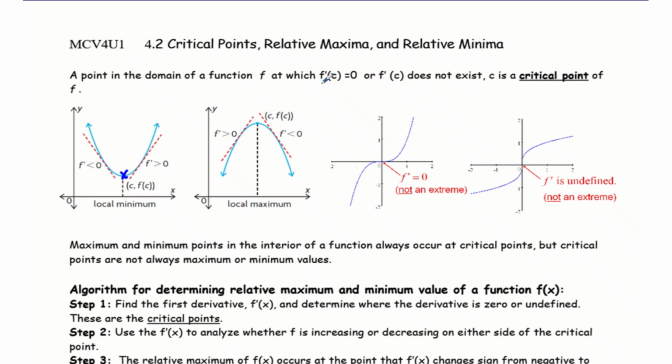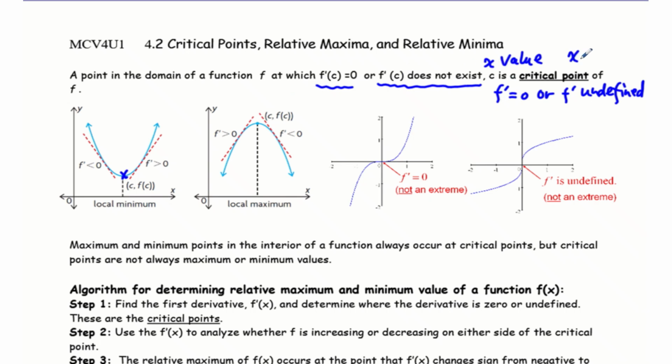And where f prime equals 0 or f prime doesn't exist, the x value, we call it a critical point. So the definition of critical point is f prime equals 0 or f prime undefined. The x values that make f prime equal 0 or make f prime undefined are the x values for critical points. So we sub the x value into f prime of x.